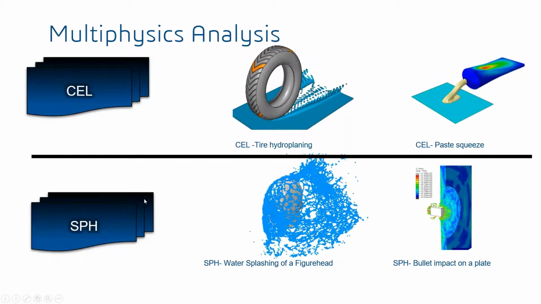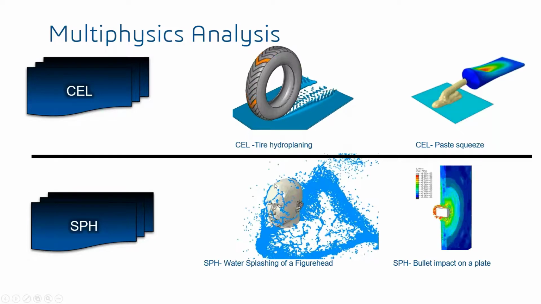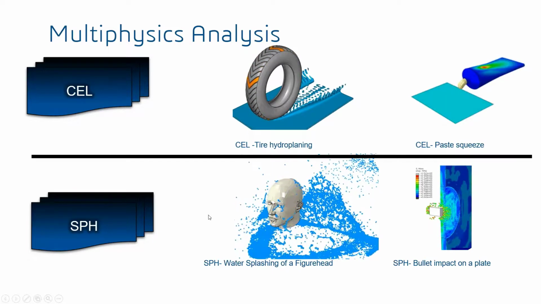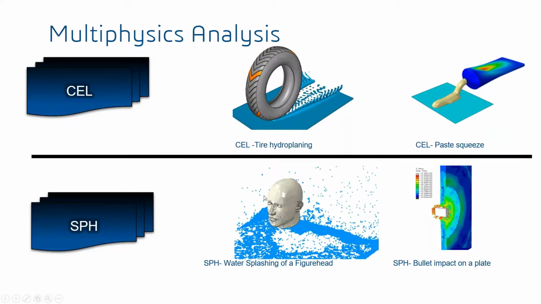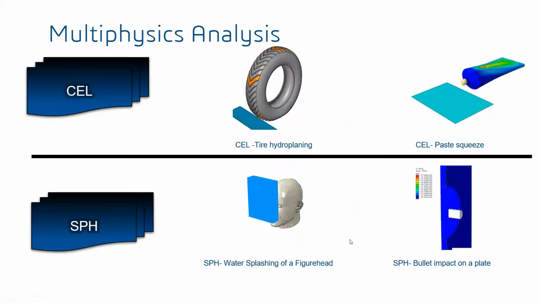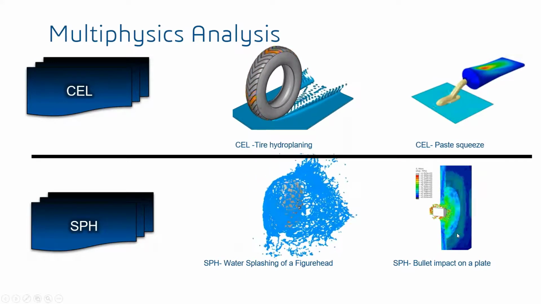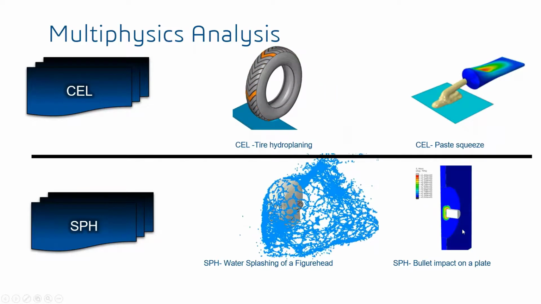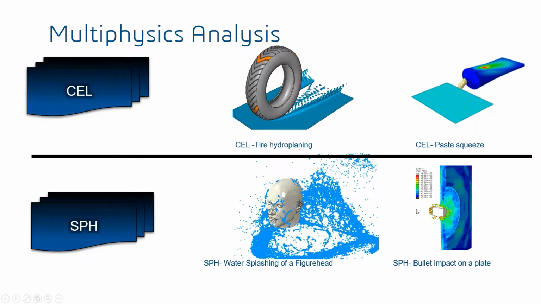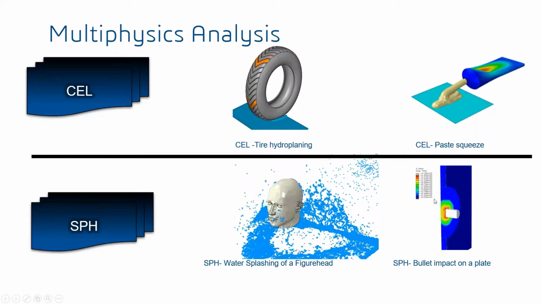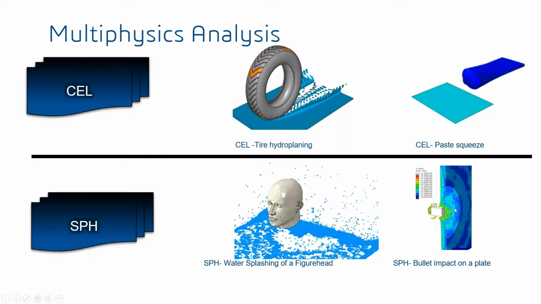Particle methods are also available, and that's an elementless method, so we have only nodes, which makes modeling quite a lot easier in some cases. What we see on the lower right-hand side is a ballistic impact simulation, where the conventional elements based on failure criteria are converted into particles as required by the simulation conditions.